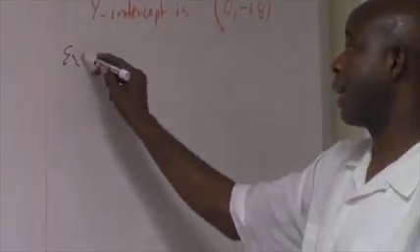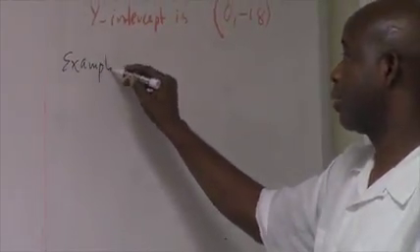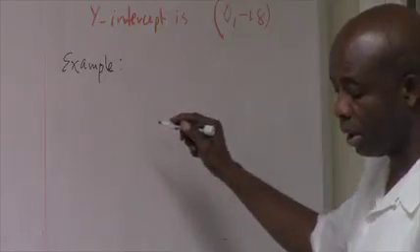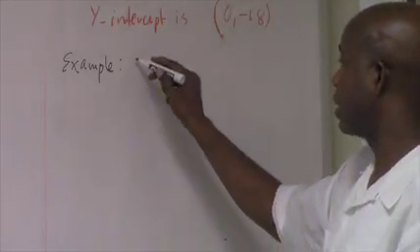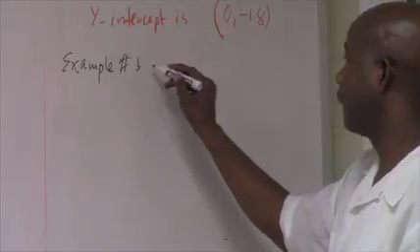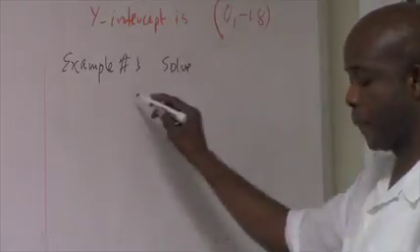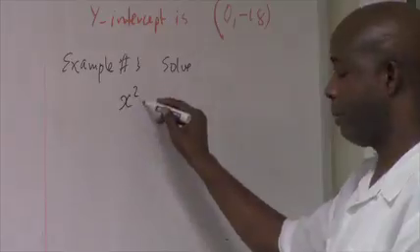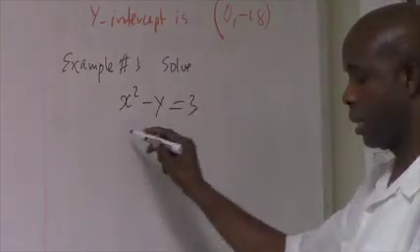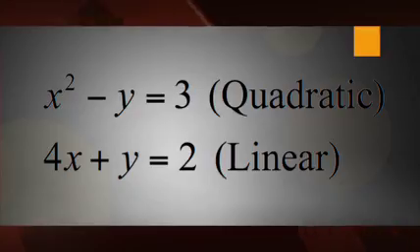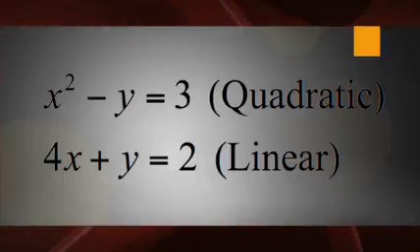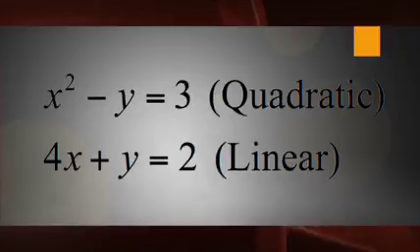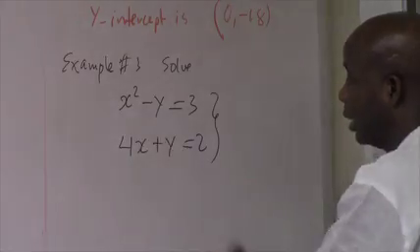Example 3. Example 3 is to solve quadratic and linear equations simultaneously. So example number 3, we have: solve x squared minus y equals 3 and 4x plus y equals 2. So this is a simultaneous equation. One is a quadratic equation by virtue of the square over here, and one is a linear equation.